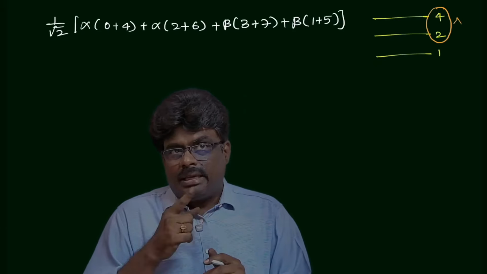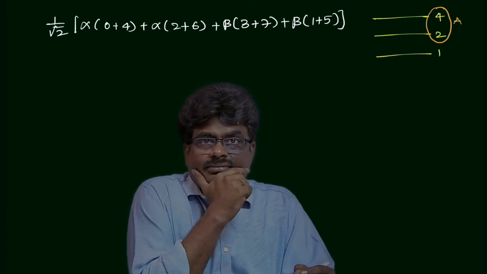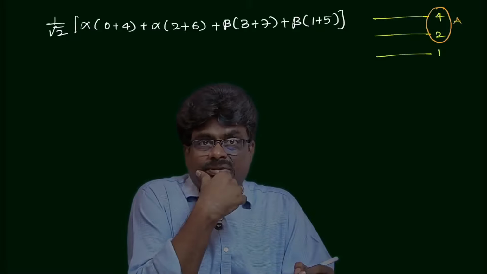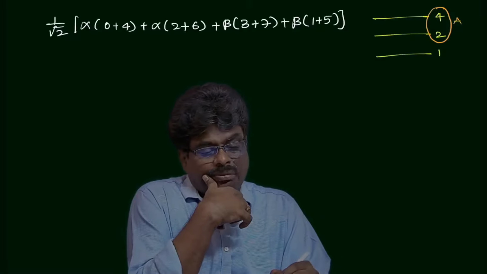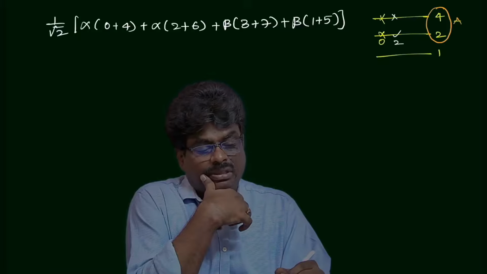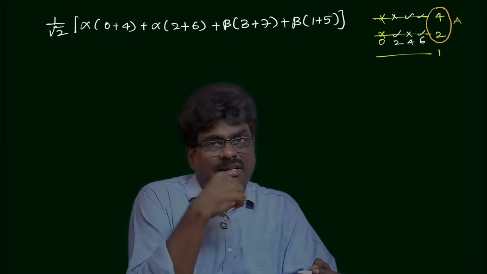See, the A state corresponds to the 2 and 4 qubit states. That's why, what are the possible decimal states of A? If both are off, that is a 0. If 2 is on and 4 is off, that is a 2, and if 2 is off and 4 is on, it is a 4. If both are on, a 6. So we have to separate 0, 2, 4, 6.